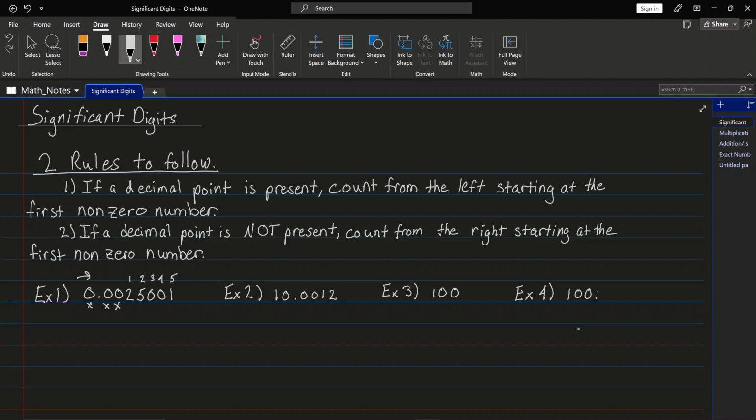Once you start counting, you don't stop until you hit the end of the number. It doesn't matter what's there. I could have a million zeros after this one, and I count every single one. That's just something you've got to get used to doing.